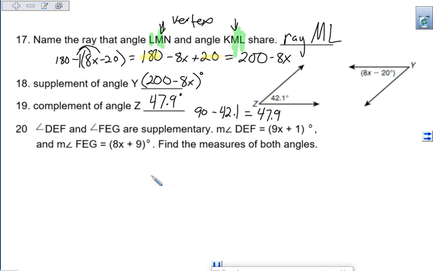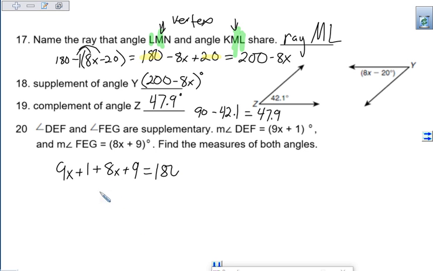And then our last one, angle DEF and angle FEG are supplementary. Measure of angle DEF is 9x plus 1. Measure of angle FEG is 8x plus 9. Find the measure of both angles. So what's supplementary mean? Adds to 180. So that's what we're going to do. Add these two angles and set them equal to 180.